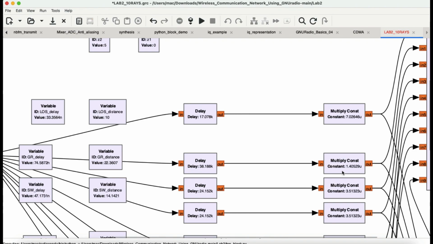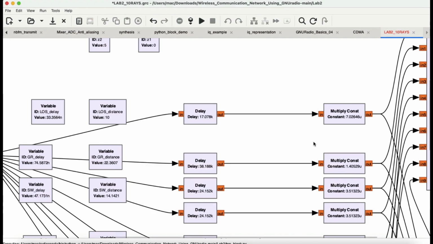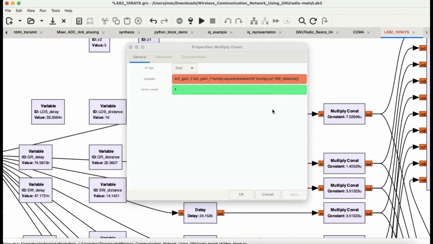Let's look at the second multiply constant block. This is for ground reflected. These were the only two things present in the two-way model. Then you have a multiply constant block for single wall, and so on. All of these signals are being added together.